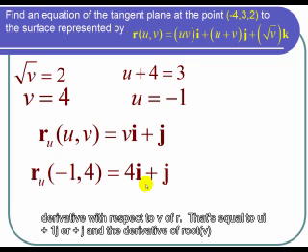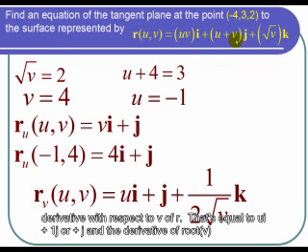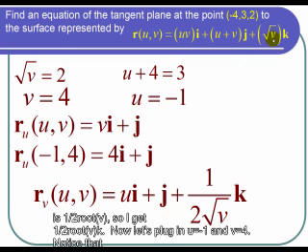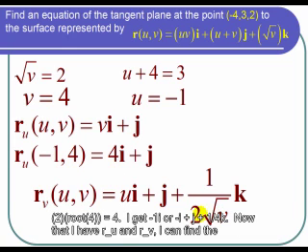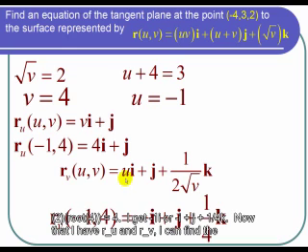So now let's find the partial derivative with respect to v of r. That's equal to u i plus 1j, or plus j, and the derivative of root v is 1 over 2 root v, so I get plus 1 over 2 root v k. Now let's plug in u equals -1 and v equals 4. Notice that 2 times root 4 is 4. So what I get is -1 times i, or -i, plus j, plus 1/4 k.